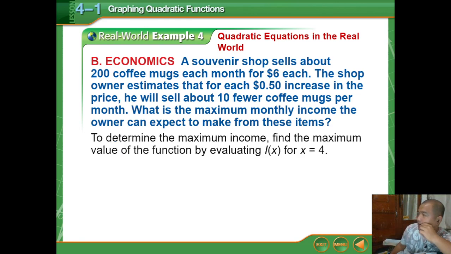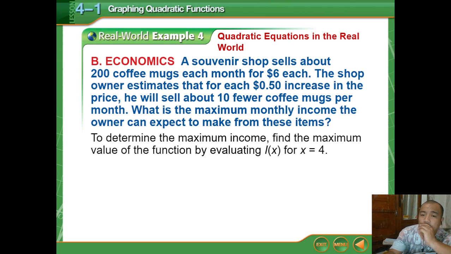Another same problem but different given. A souvenir shop sells about 200 coffee mugs each month for $6 each. The shop owner estimates that for each $0.50 increase in the price, he will sell about 10 fewer coffee mugs per month. What is the maximum monthly income the owner can expect to make from these items?